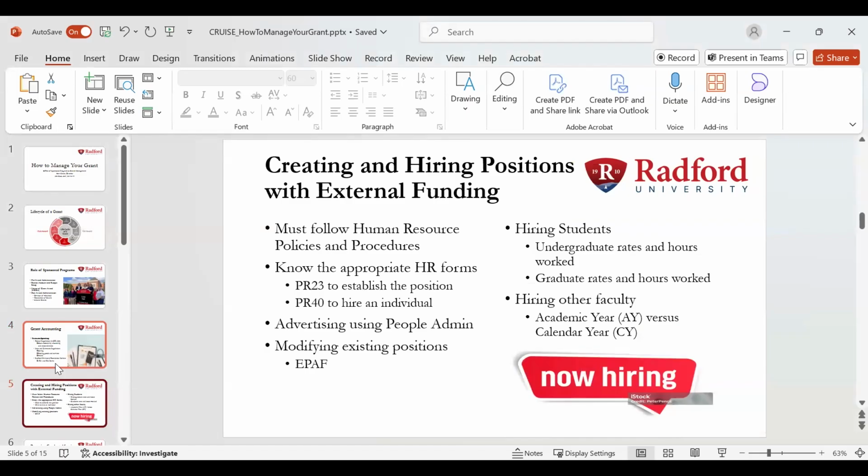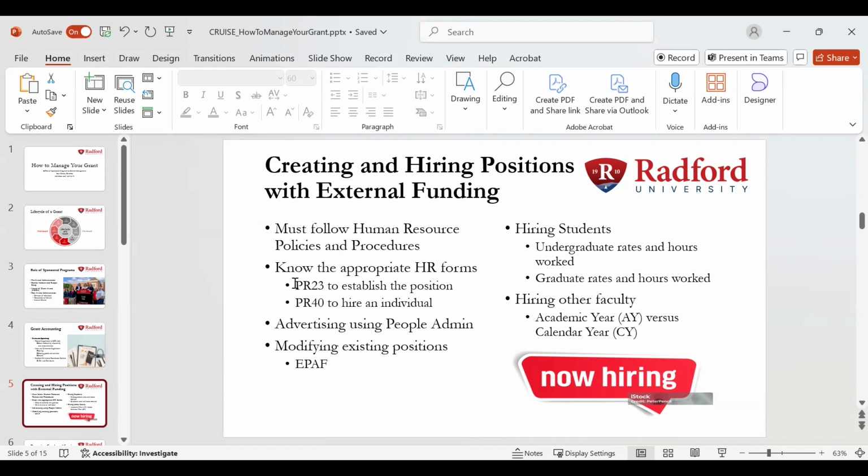Let's talk a little bit about HR, and how to create and hire positions with external funding. Obviously, you must follow human resources policies and procedures, and you'll find this same theme throughout the slide. Even though it's grant funded and it runs through sponsor programs, it doesn't matter what the color of the money is, right? Whether it's federal money, state money, or foundation money, we have to follow all of our university policies and procedures. So if you're hiring anybody, we've got to follow HR's policies, right?